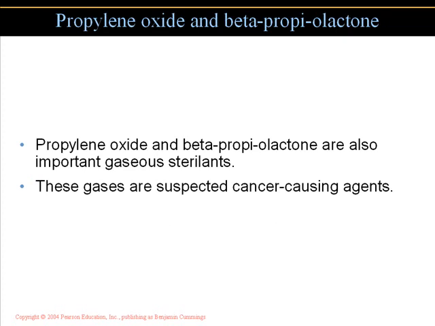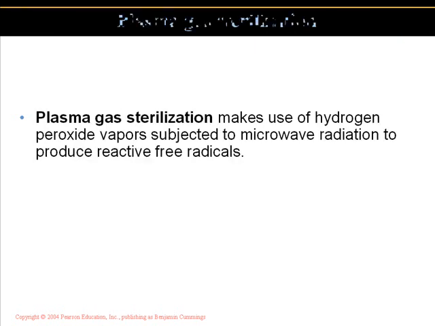Propylene oxide and beta-propiolactone are also important gaseous sterilants. These gases are suspected of being cancer-causing agents as well. Plasma gas sterilization procedures make use of hydrogen peroxide vapor. Hydrogen peroxide is kind of a free radical. It's unstable as well, and destroys cell membrane. Subjected to microwave and radiation, it can produce a very reactive free radical.